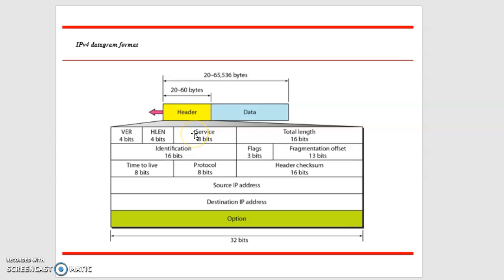The third field is service type. Service type defines how the datagram should be handled. It defines basically the priority of the datagram. It also specifies the type of service the sender desires. For example, the level of throughput, like whether you want a high level or low level, or throughput is not your priority.